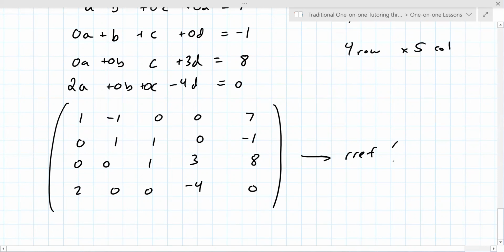Reduced row echelon form of that matrix, and you're done. Got it. Okay.